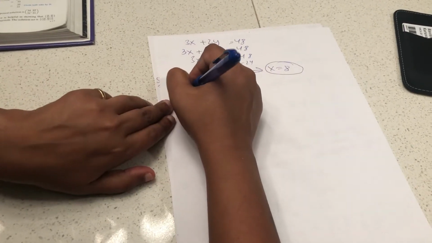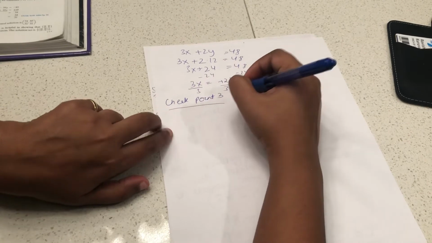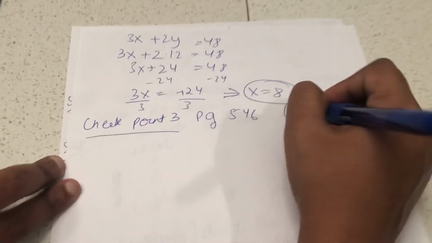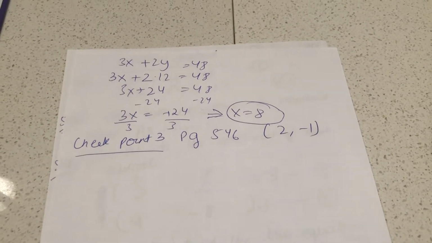I want you to try Checkpoint 3, page 546, and the answer you will get is 2, -1. So your x will come out to be 2 and y will come out to be -1.